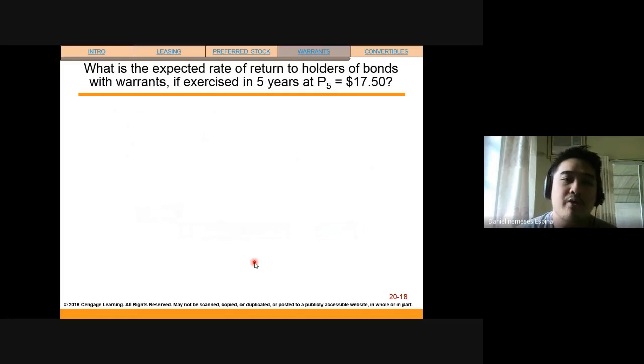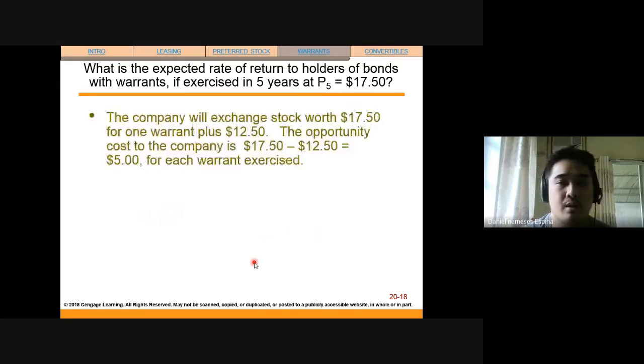What is the expected rate of return to holders of bonds with warrants? So if we exercise the warrants in 5 years, let's say the price of the stocks at that time is 17.50 each stock. So remember that part in our contract.